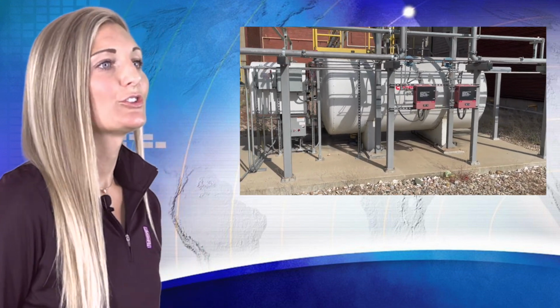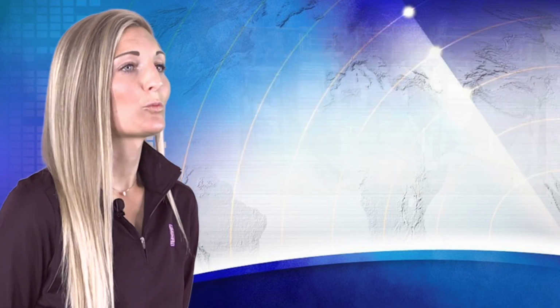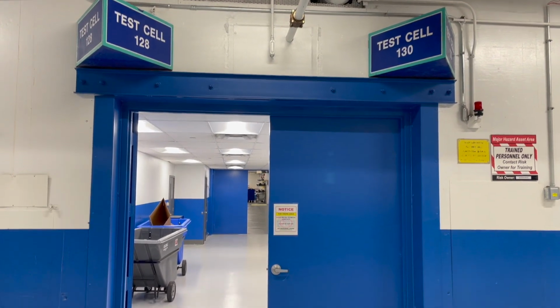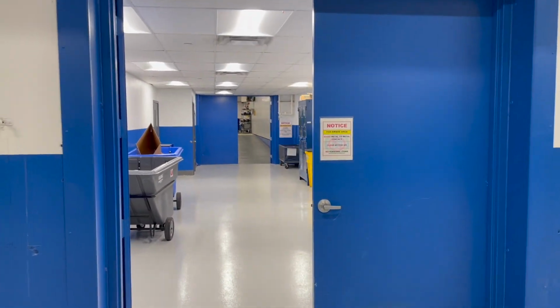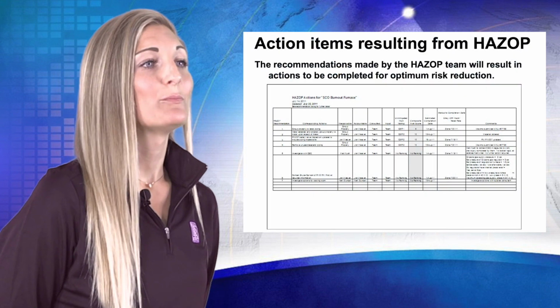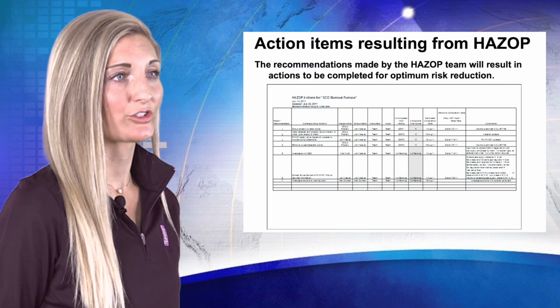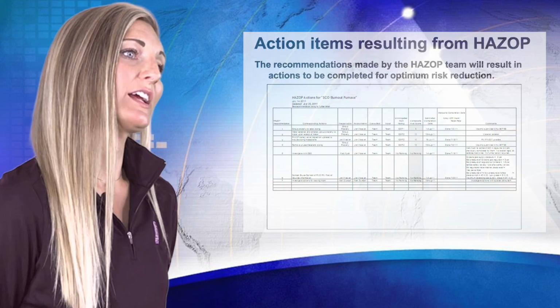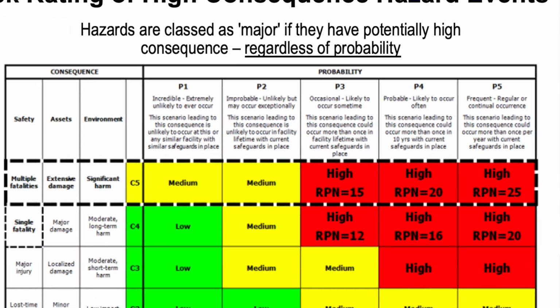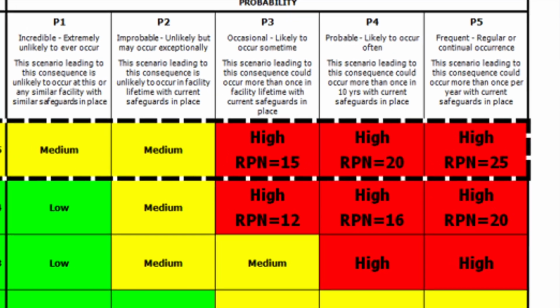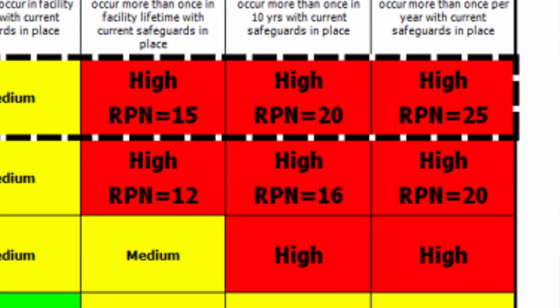The hazard conditions should cover situations that occur during normal and abnormal conditions, including maintenance activities and emergency operation. Recommendations made by the HAZOP team will result in actions to be completed for optimum risk reduction. Any deficiencies that generate a risk score in the red section of the risk matrix should be reviewed and physically verified in the field and addressed immediately.